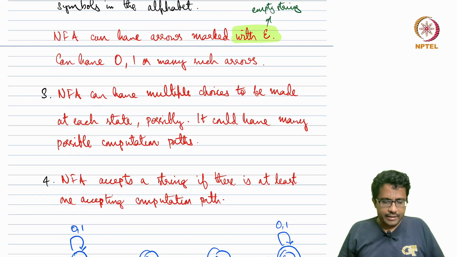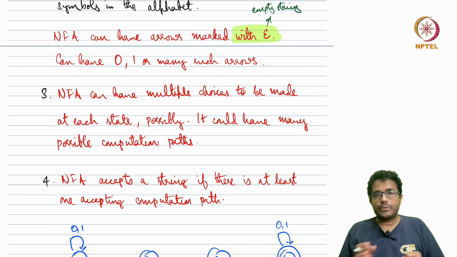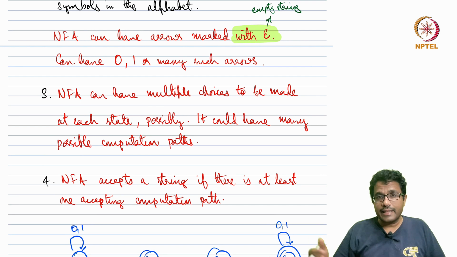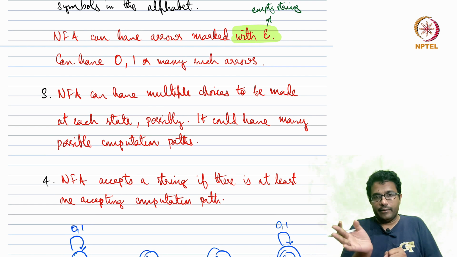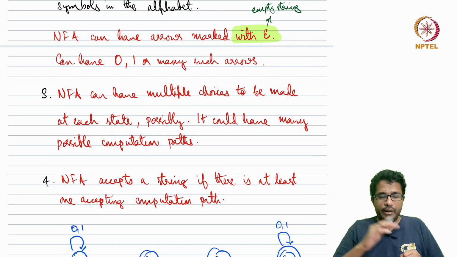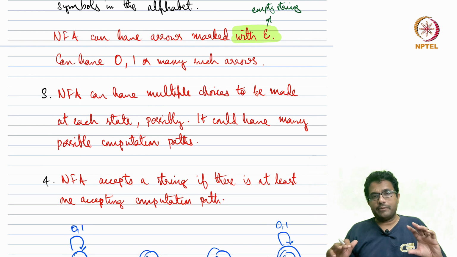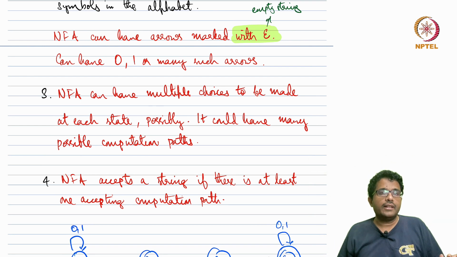So as I already said, both of these things. One is that there could be multiple arrows with the same symbol. Then there are these epsilon transitions, right? Which means you can make a transition over an arrow which is marked with epsilon. Both of them result in some options for the NFA.